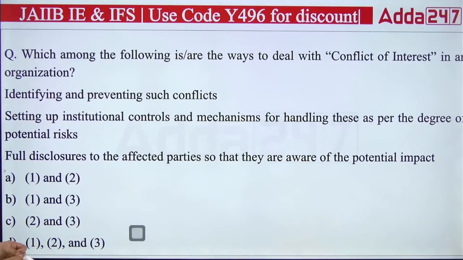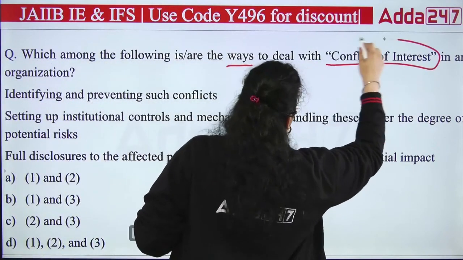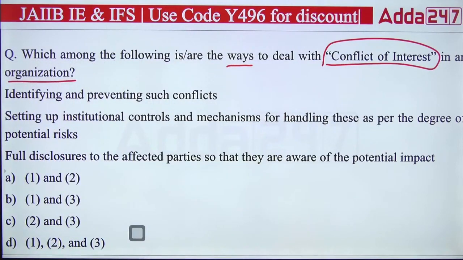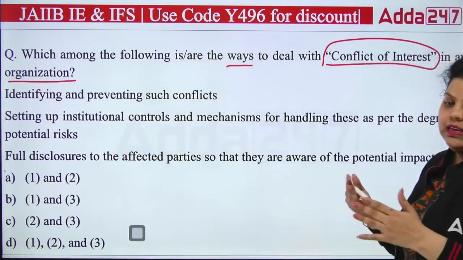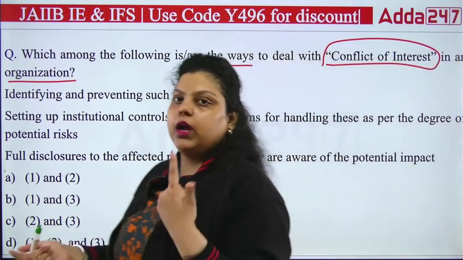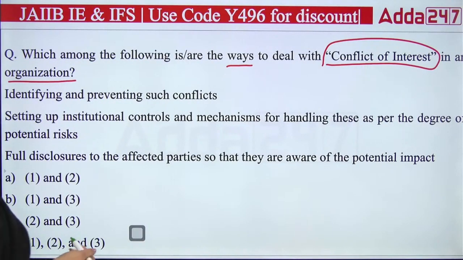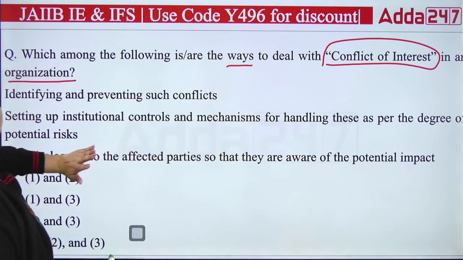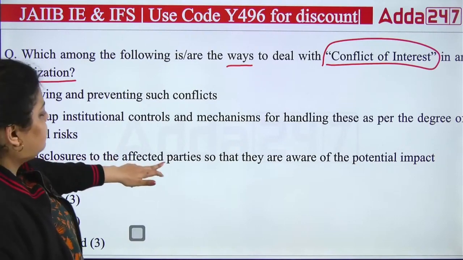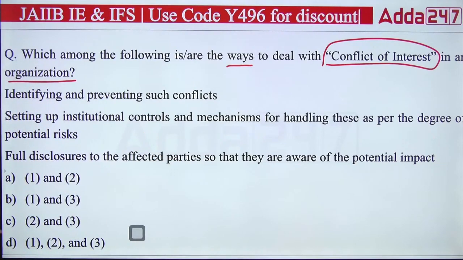Next question we have: which among the following are the ways to deal with conflict of interest in an organization? Conflict of interest simply means conflict in ideas, conflict in reasons why we are doing the task, or the objective behind it. First, identifying and preventing such conflicts. Second, setting up institutional control and mechanism for handling these as per the degree of potential risk. Third, full disclosure to the affected party so that they are aware of the potential impact. So out of these ways, which is correct to deal with the conflict of interest? A, B, C or D? Let me know.